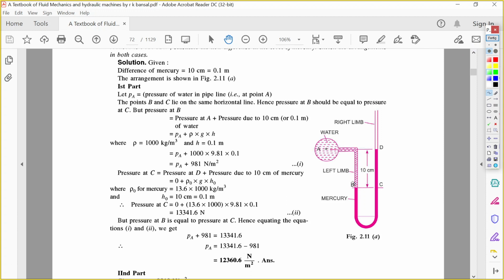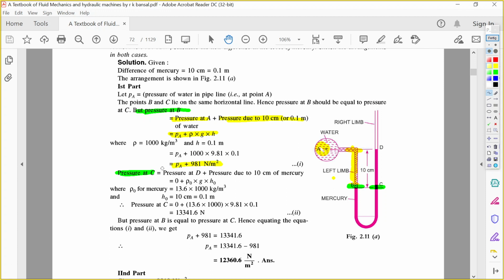Pressure at B point. We need to calculate the pressure at B point, and then we need to calculate the pressure at C point, and the pressure at B is equal to the pressure at C. So pressure at B is calculated by pressure at A and pressure due to this 10 meter height, from this line to this line. Here is this one, and so PA plus 981.